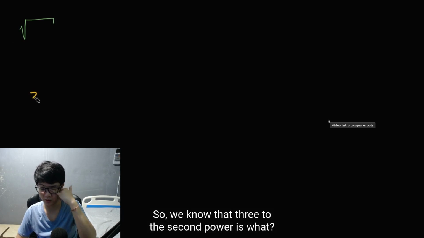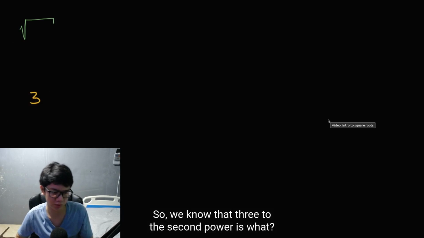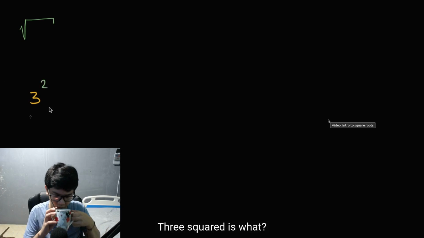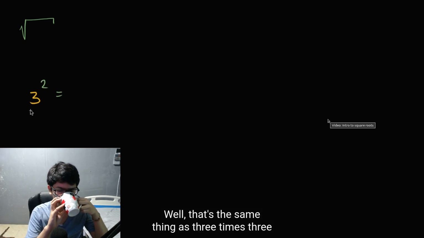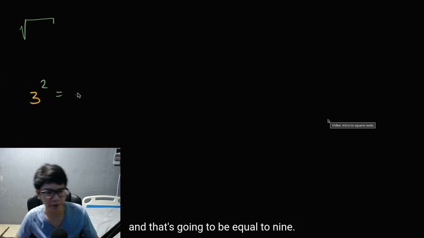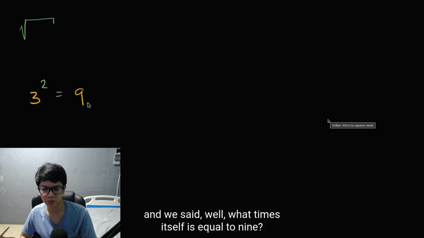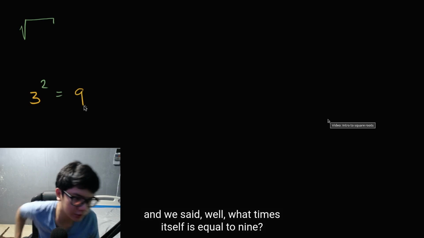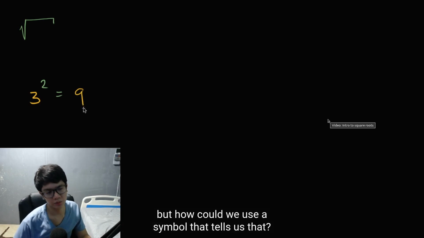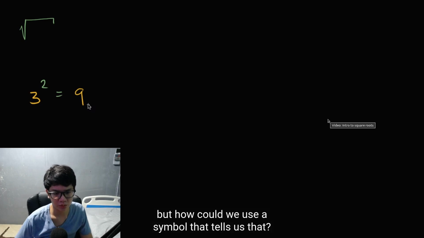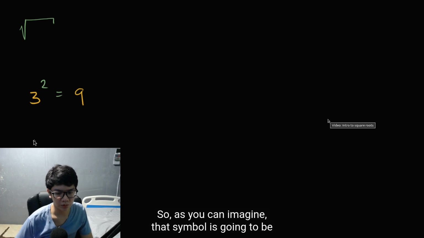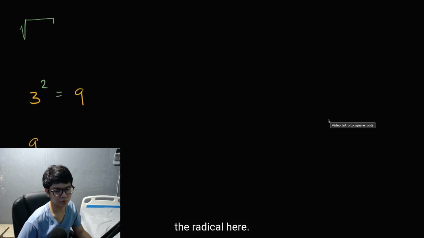We know that 3 to the second power, 3 squared, is the same thing as 3 times 3. That's going to be equal to 9. But what if we went the other way around? What if we started with a 9 and asked, what times itself is equal to 9? We already know that answer is 3. But how could we use a symbol that tells us that? As you can imagine, that symbol is going to be the radical.